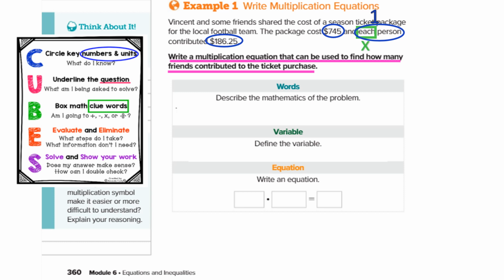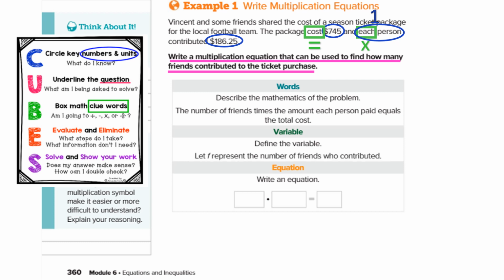So if the cost was $745, cost tells me that that's what it's equal to. And therefore, when I start looking at what to do, I have to figure out that there's a piece of information that I need to find. And that's how many people there are. So I'm going to use a variable. In this case, it tells me that I want to put an F for friends. So each person is just simply going to be an F.